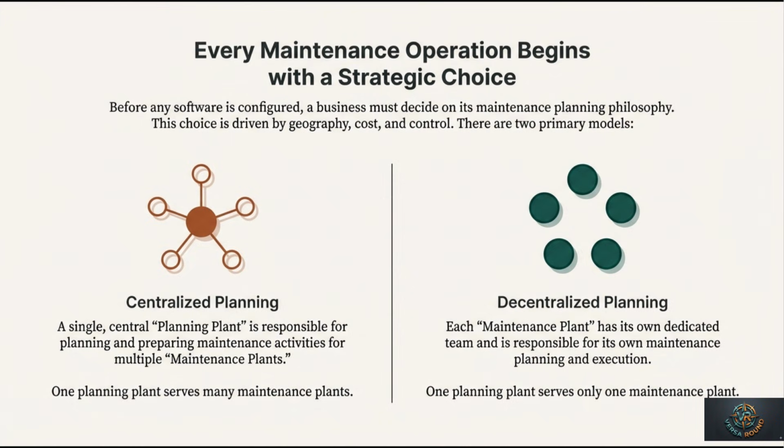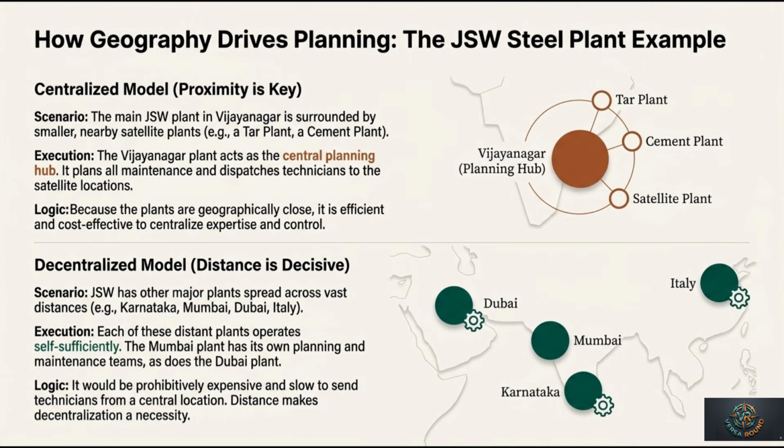Before a single piece of software is configured, a business must make a critical decision about its maintenance philosophy. This choice is usually driven by three things: geography, cost, and control. There are two primary models you need to understand. First, we have centralized planning.